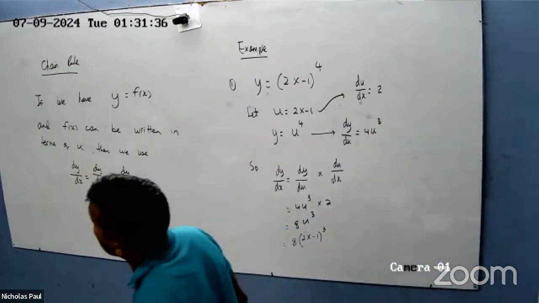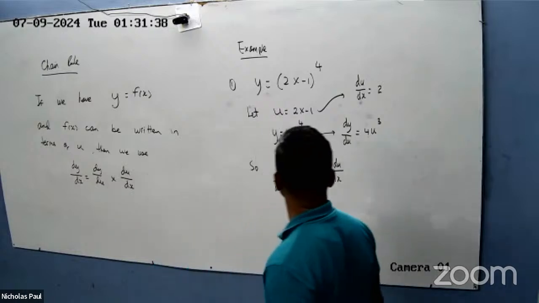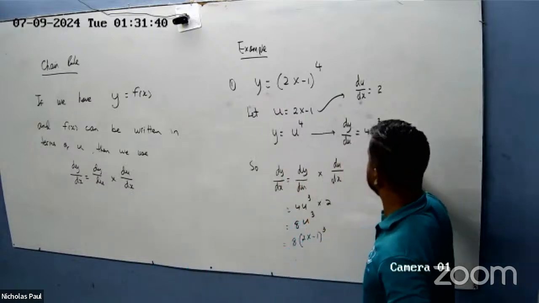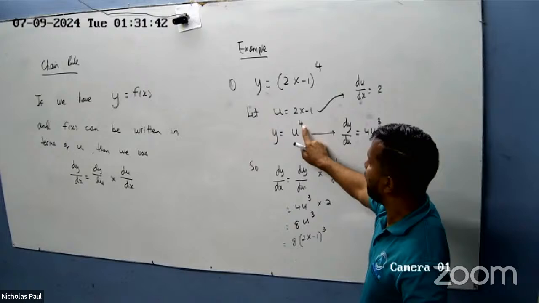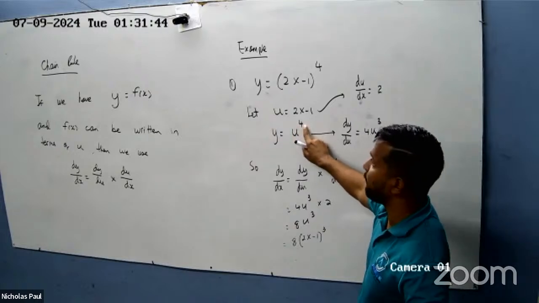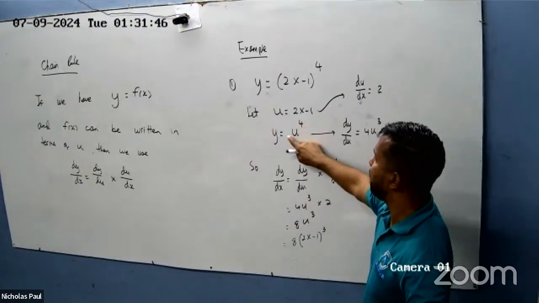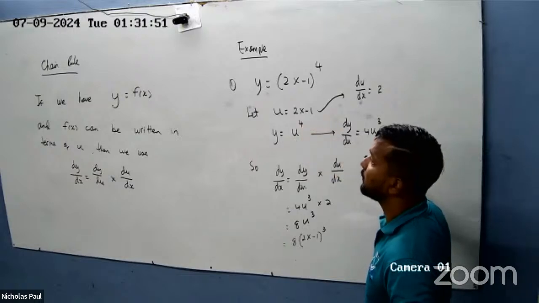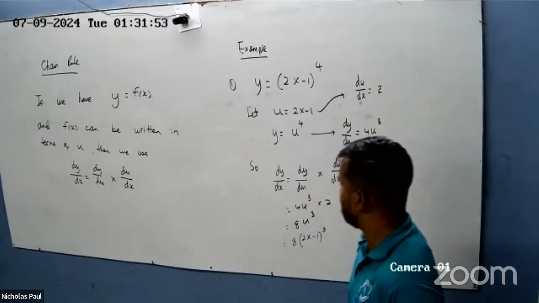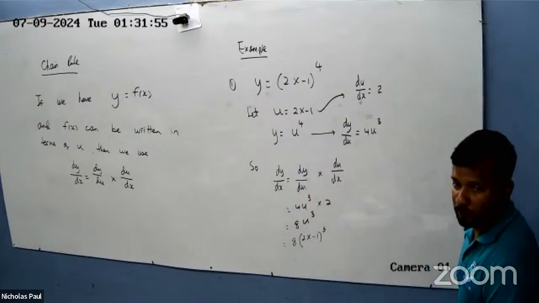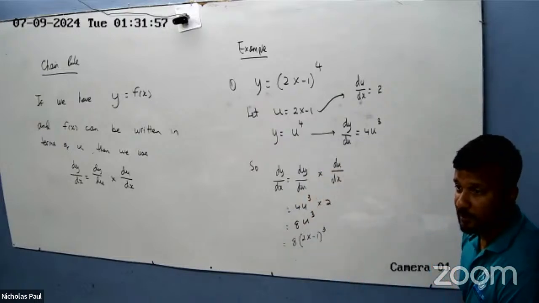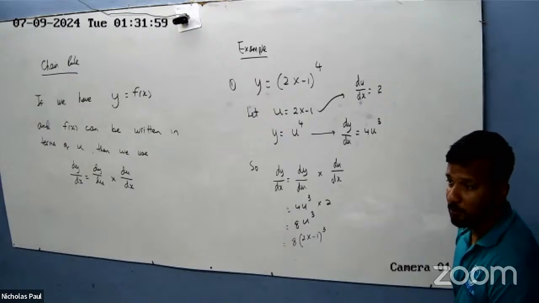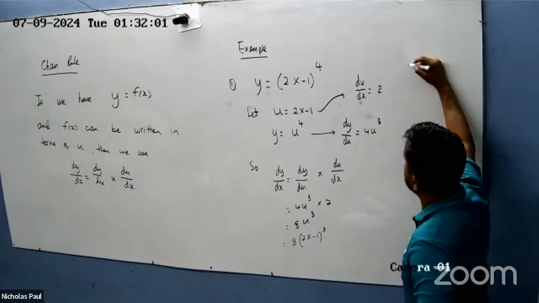So where does the power of 3 come from? The power of 3 is when I differentiate this, bring down the power and minus 1 from the power. So it becomes 4u to the 4 minus 1, which is this. Are you okay with this? Okay. Copy it down and let's just try one now.